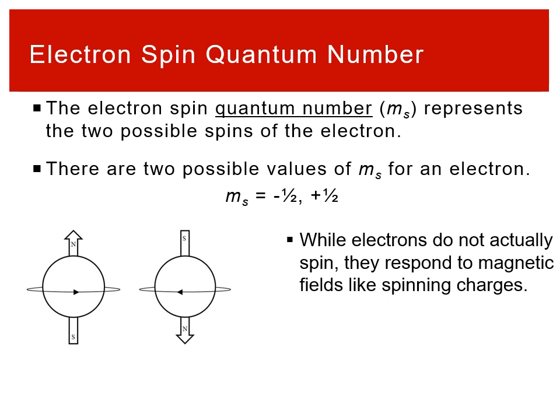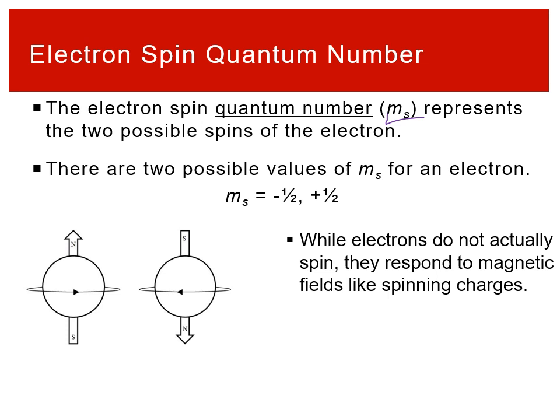All right, the final quantum number is the electron spin quantum number, which is called m sub s. This represents the 2 possible spins of an electron. So there are 2 possible values of m sub s, -1/2 and +1/2. This property is called spin. The electrons do not actually spin. They instead respond to magnetic fields as if they're spinning charges. People initially thought they were spinning, and we just kept that word.